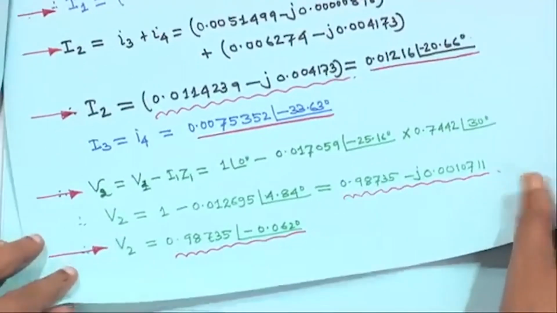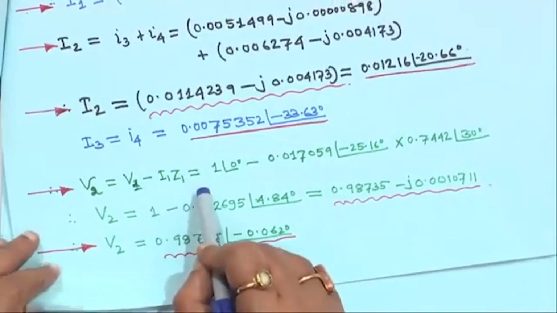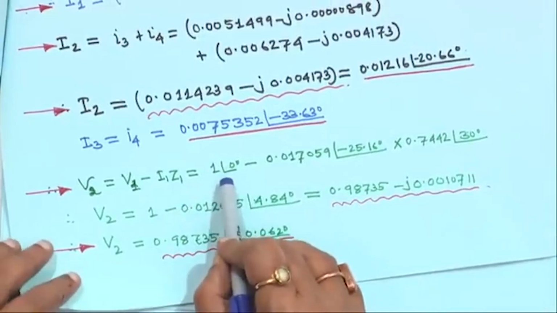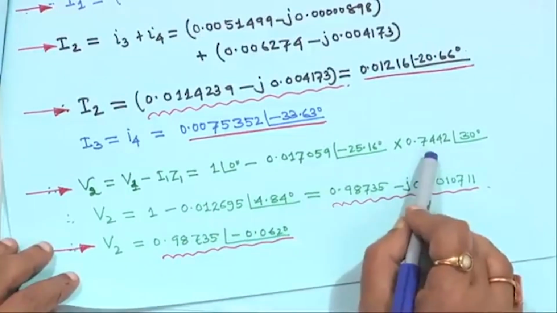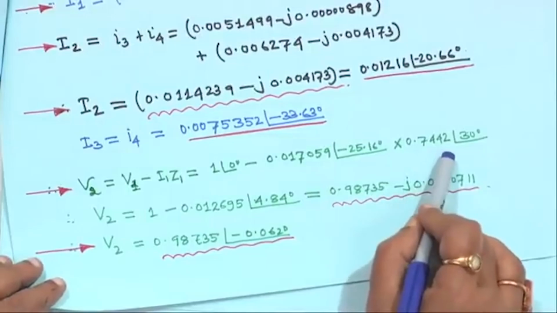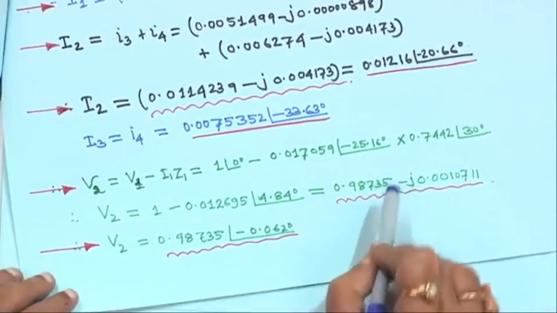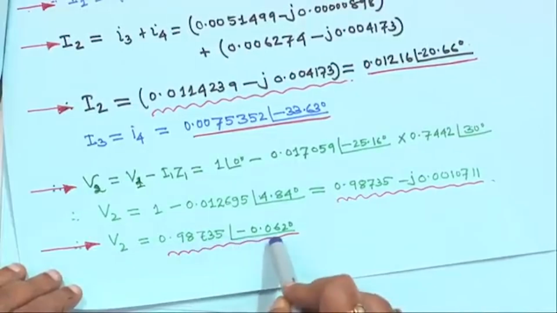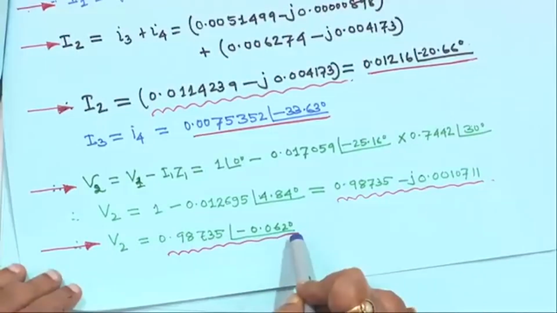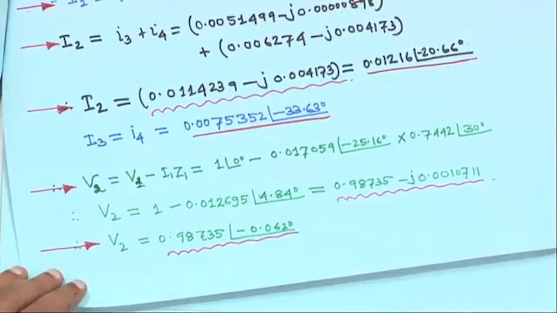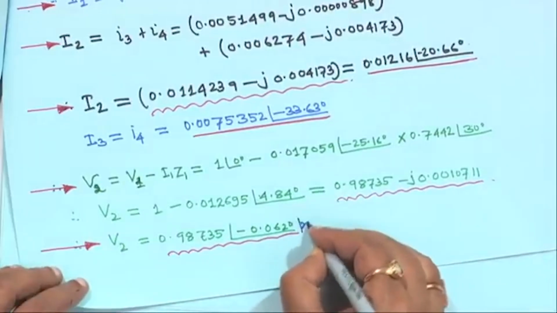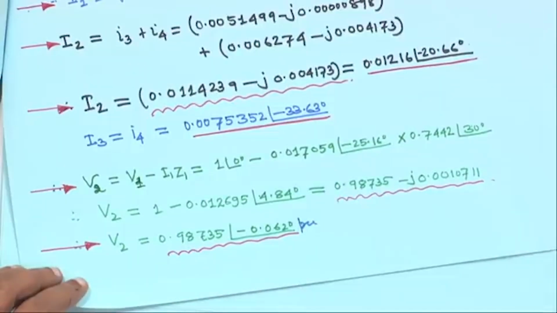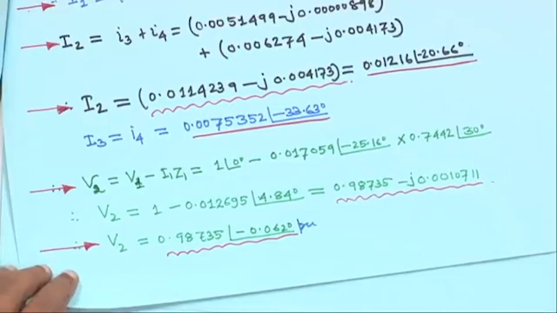So, now in the second iteration, V2 is equal to V1 minus I1 Z1. So, put V1 as 1 angle 0 and put all these values in, and this is your Z1, and if you simplify, you will get V2 is equal to 0.98735 angle minus 0.062 degree. These are all per unit values, all calculations, even if I have not written it again and again.